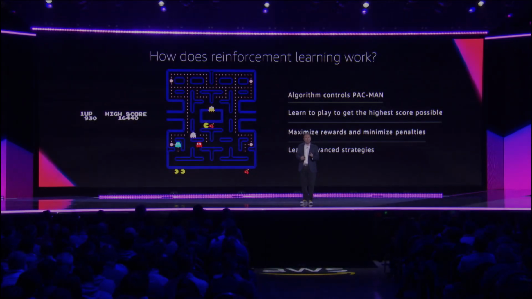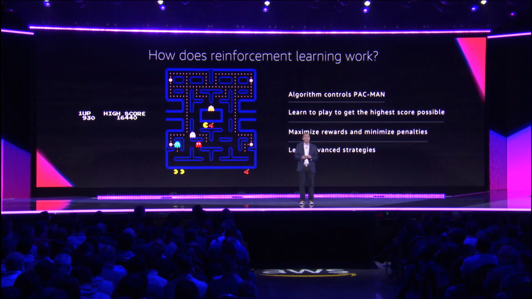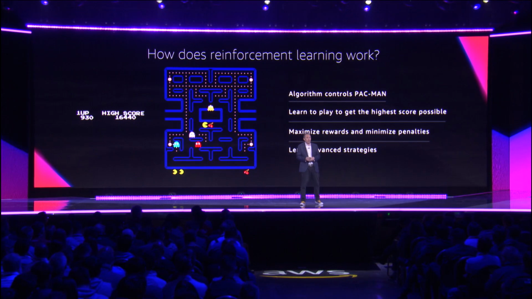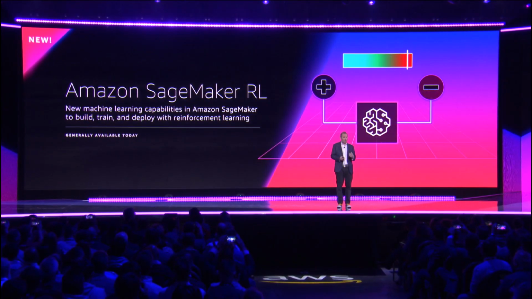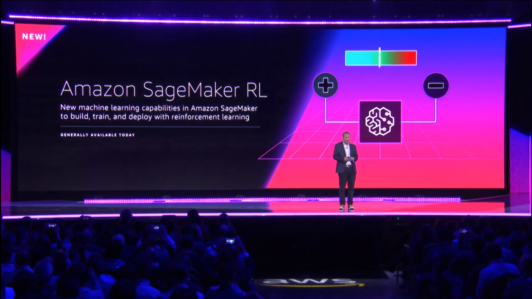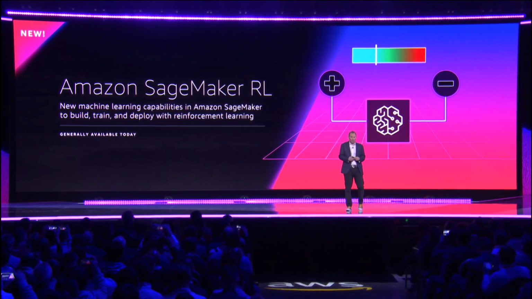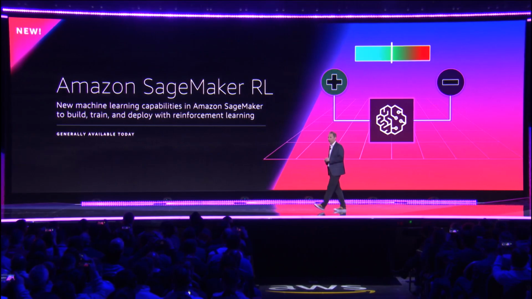And so we want you to be able to take advantage of reinforcement learning. So I'm excited to announce the launch of Amazon SageMaker RL, which is a new machine learning set of capabilities in SageMaker that lets you build, train, and deploy reinforcement learning models.